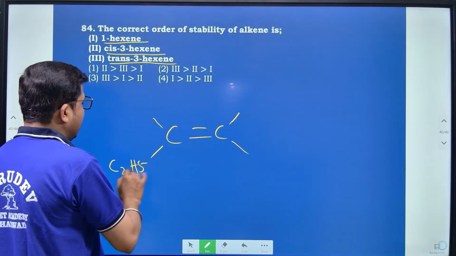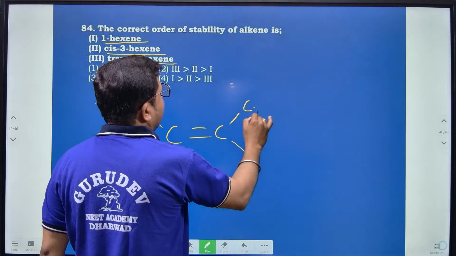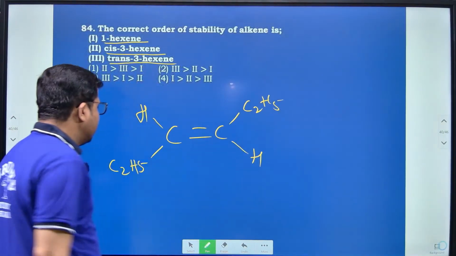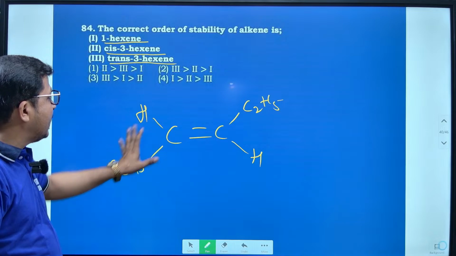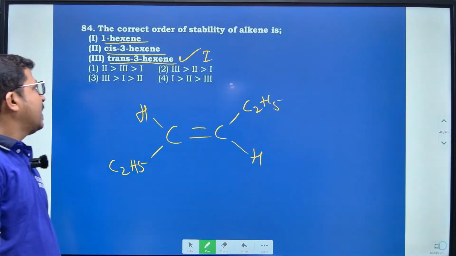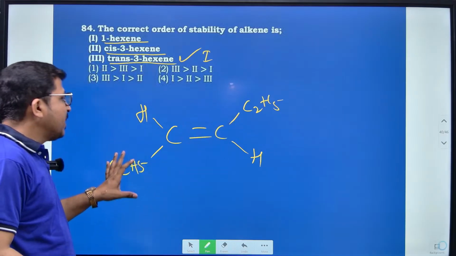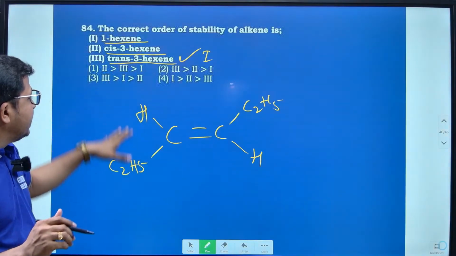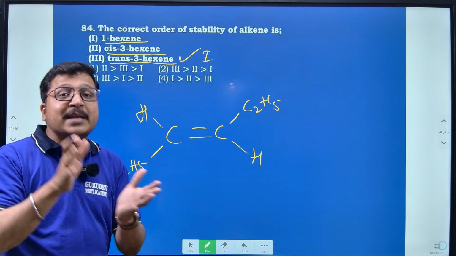C2H5. This is cis 3-hexene. Yes, these two similar groups on the opposite side show more stability as compared to the same side. Hence, this one is more stable. The priority is given to trans 3-hexene first, and later cis 3-hexene, where the similar groups are present on the same side of the double bonded carbon. Hence, the stability decreases due to the presence of similar groups of the same size, and an eclipsed conformation will occur.